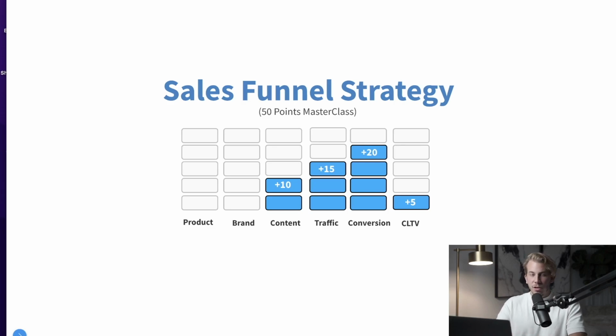This 50-point logic is a very deep thing that we've developed. You could also look at it with different points. Look at the number of blue dots that we have here. If we distribute 10 dots, you get 0 into product, 0 into brand, 2 into content, 3 into traffic, 4 into conversion, and 1 into CLTV, and 1 dot equals 5 points according to the logic that we've developed.